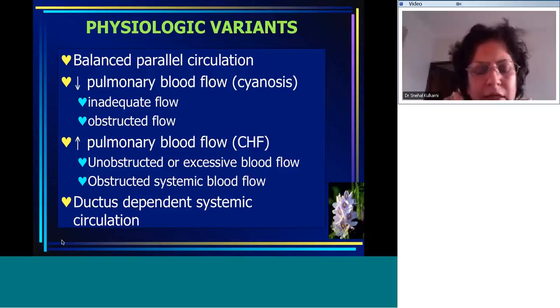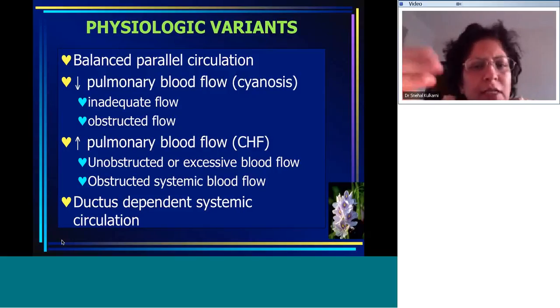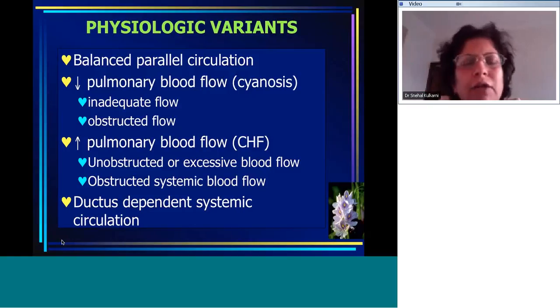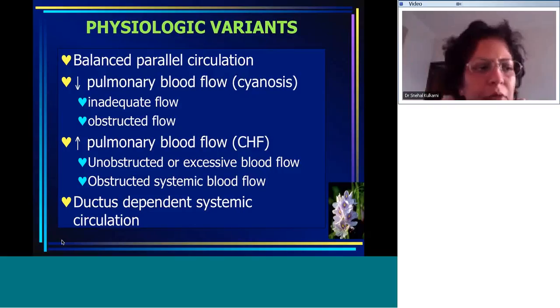And the last variety is a ductus dependent systemic circulation, and that is typical of hypoplastic left heart syndrome. So these are the physiological variants in univentricular heart, along with balanced parallel circulation, and we have to identify them correctly on echocardiography, mainly because your surgical decision will depend upon what you say as far as these kind of situations are concerned.